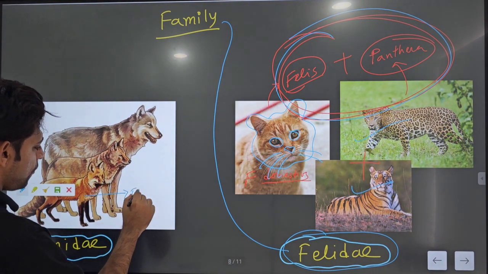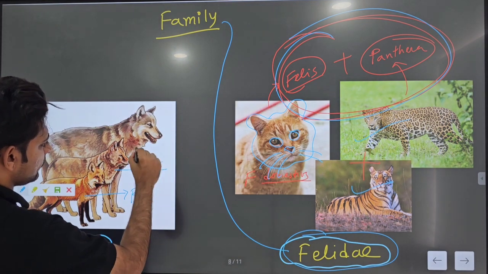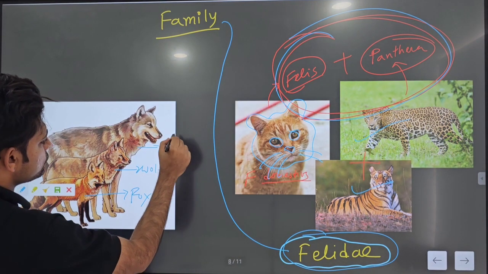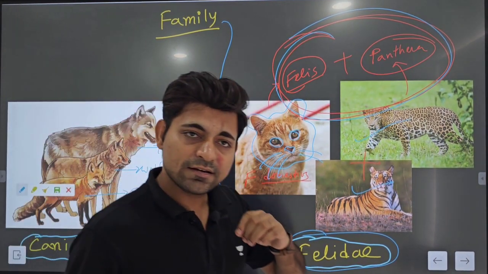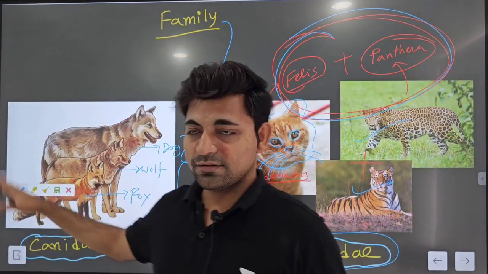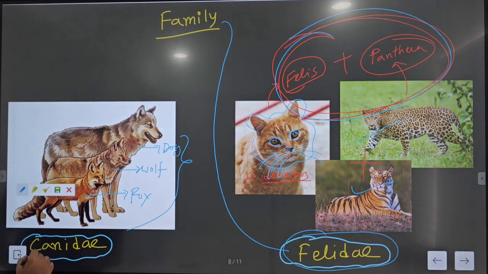Similarly, fox, wolf, and dog, they also have similarities. And you can keep these animals from different genus within the same family called family Canidae.